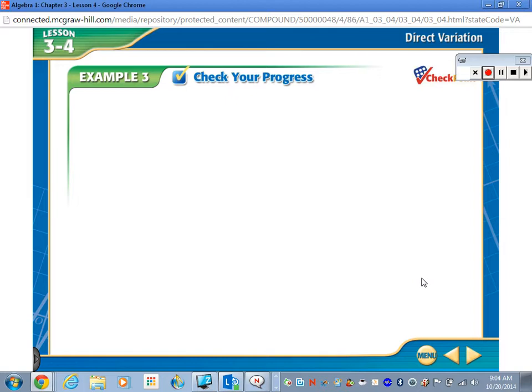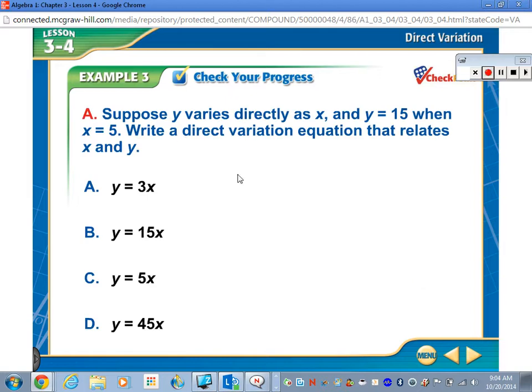Okay, now we're going to check. You're going to do the same thing here, so take a minute and pause it. Notice that it says y varies directly as x. That's important, so make sure that's there. They give you a y and an x, so use that to find k. If you did that, you'll notice that it was 15 divided by 5. I'm assuming you came back. So you end up with 3. Let me write that out for you.